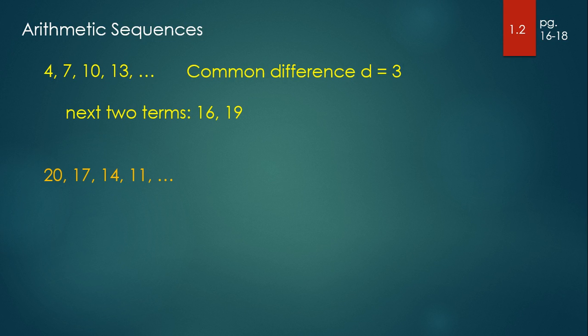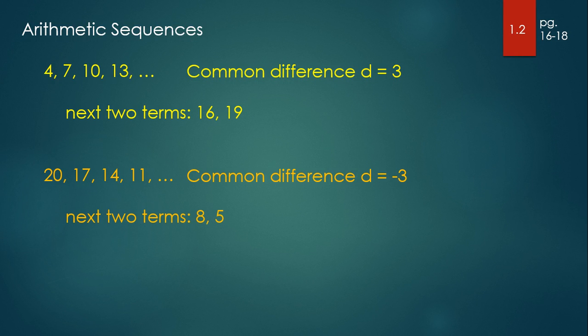Arithmetic sequences can also become smaller as long as the pattern we're seeing from one number to the next is decreasing by the same amount. So in this case, we notice that we're decreasing by 3 repeatedly. So the common difference for this sequence would be -3. And if we wanted to find the next two terms, we would simply keep subtracting 3 or adding -3 to each number, and our next two terms would be 8 and 5.